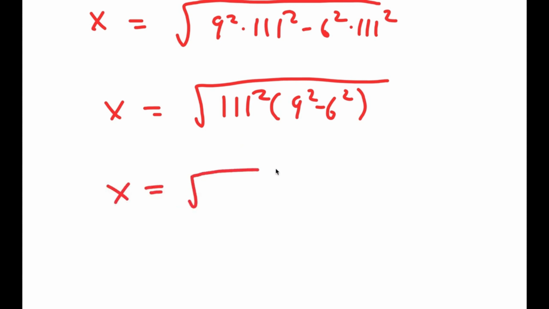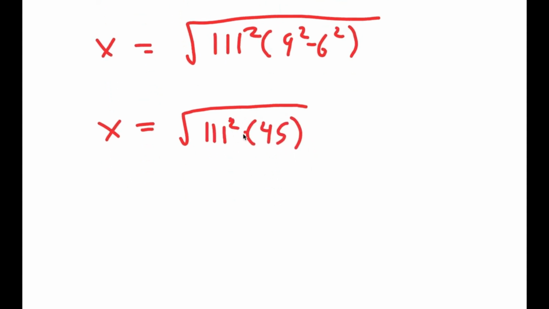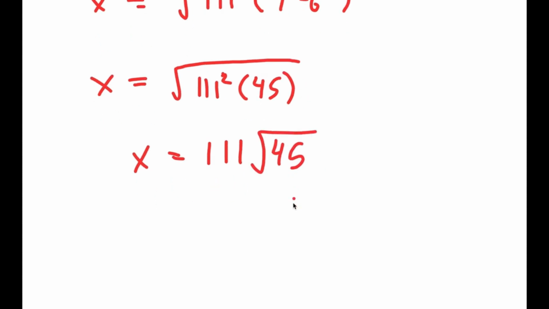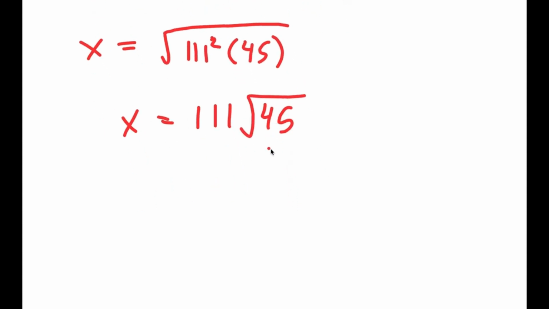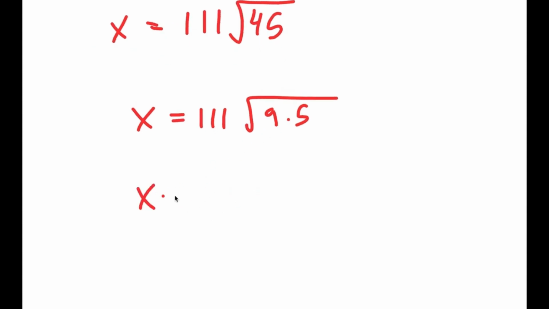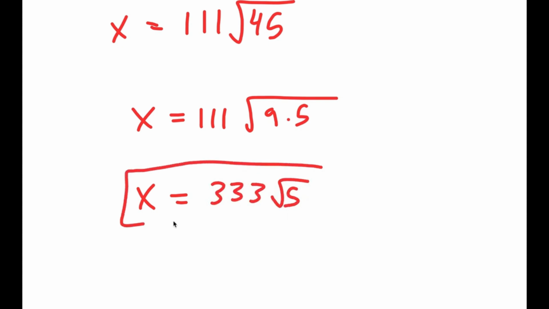And this turns into the square root of 111 squared times 45, which is equal to 111 times the square root of 45. Now I'm going to simplify 45. 45 is equal to 9 times 5, and the square root of 9 is 3, so I get x is equal to 333 root 5. So this is my answer.